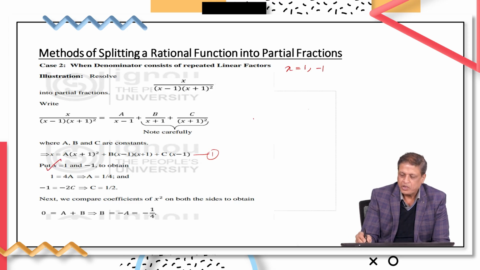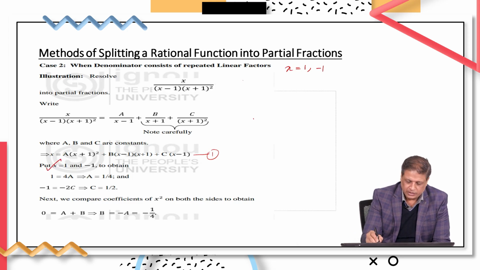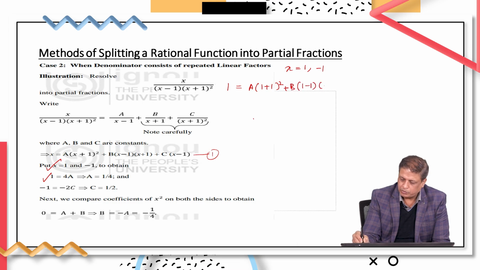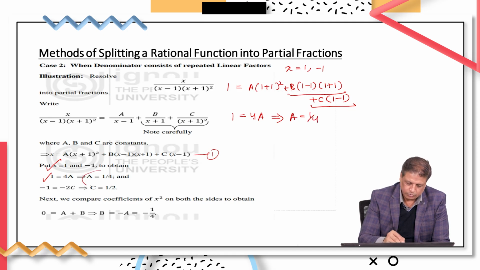Now, let us first take the value x is equal to 1, substituting x is equal to 1 in this equation number 1. We are going to get a into (1 plus 1) square plus b into (1 minus 1) into (1 plus 1) plus c into (1 minus 1). So the components for b and c will vanish and you are going to get 1 is equal to 4 times a, and this implies a is equal to 1 by 4. So we got the first component a.